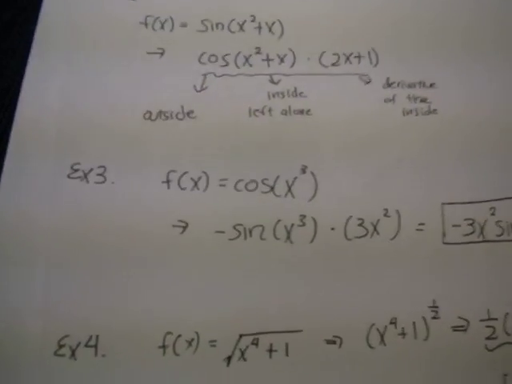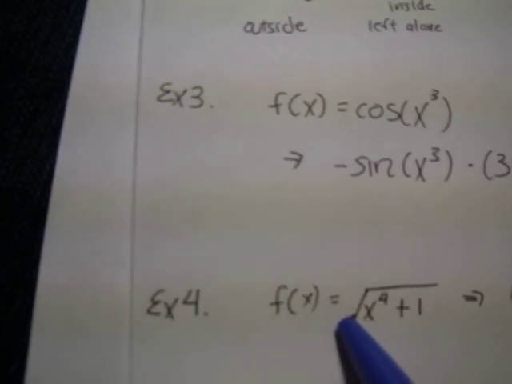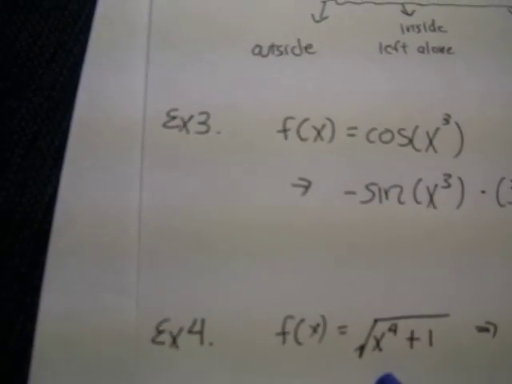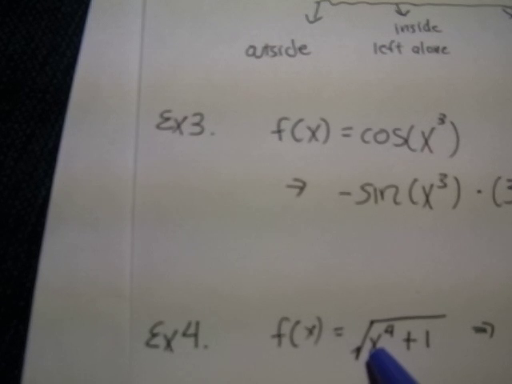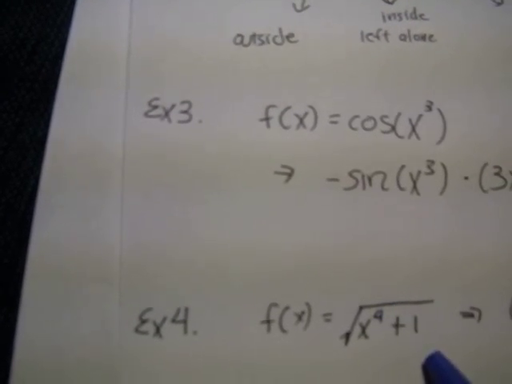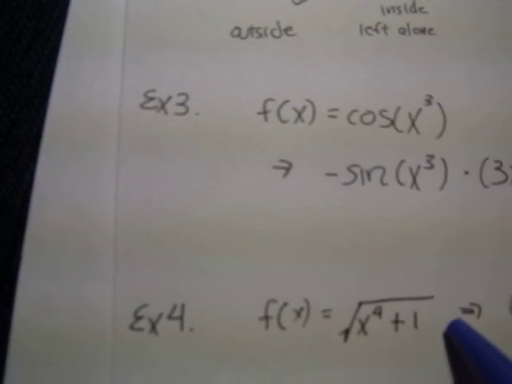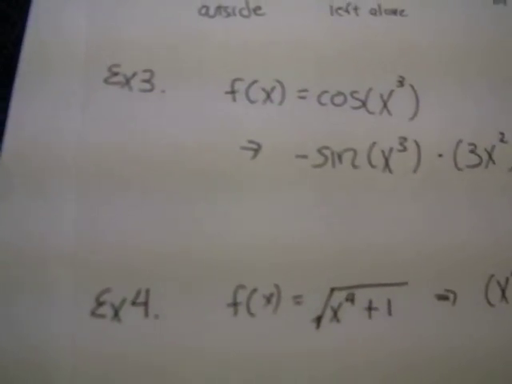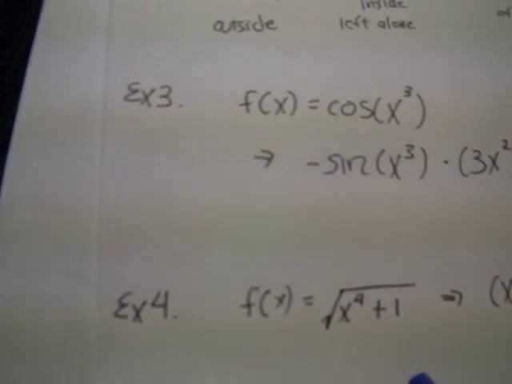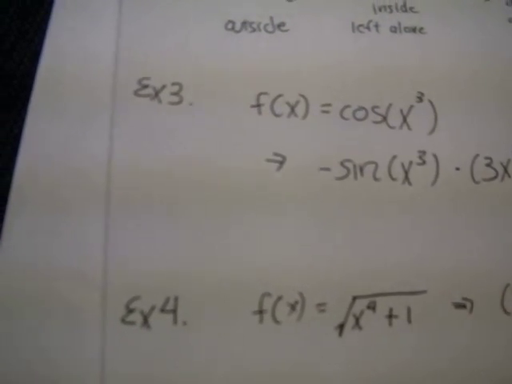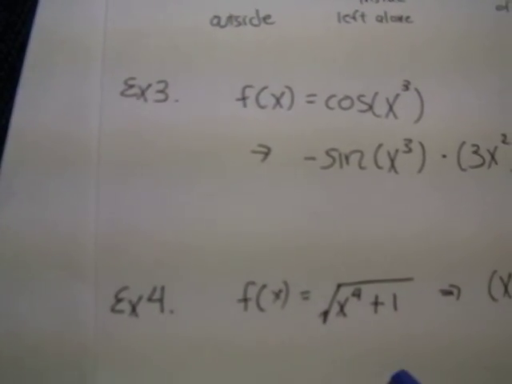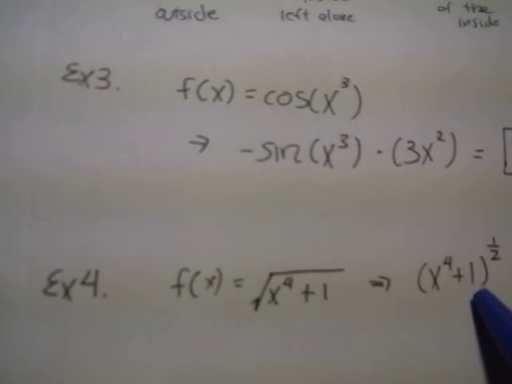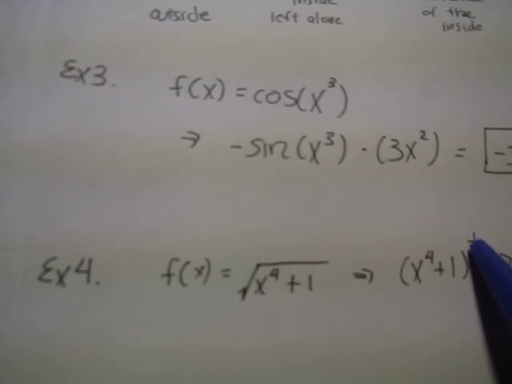Okay. Another more complicated example would be the square root of x to the fourth power plus 1. To make this easier, so we can apply the power rule to solve for the derivative of the outside function, first we can rewrite this as x to the fourth power plus 1, parenthesis, to the 1/2 power.